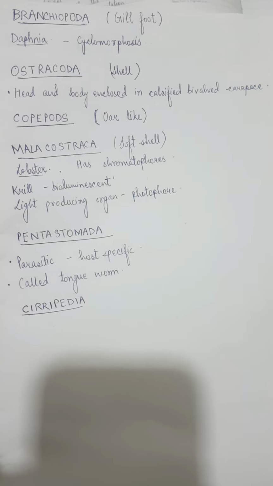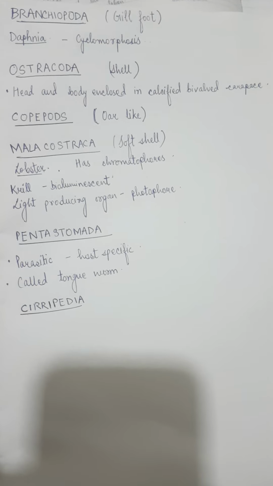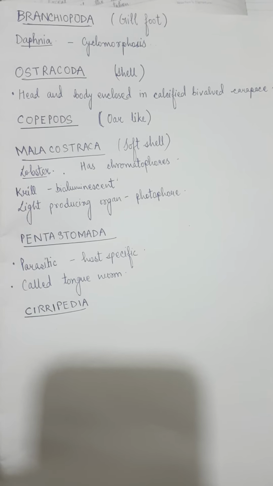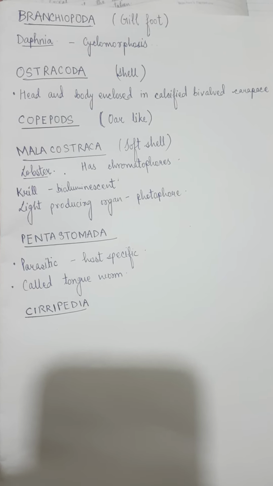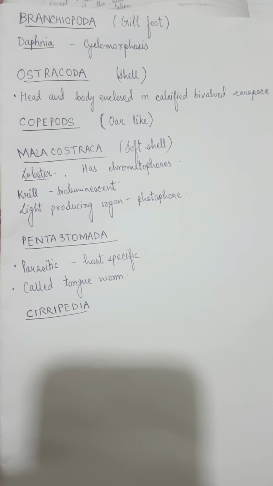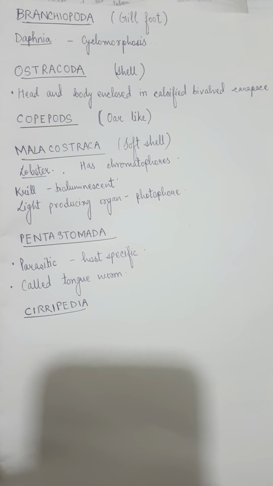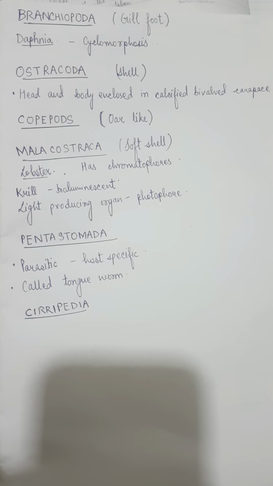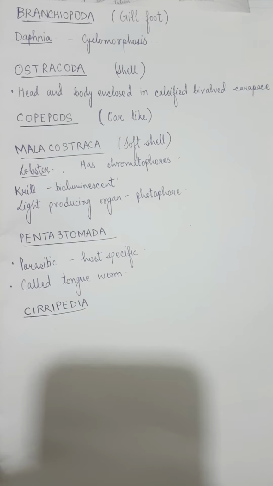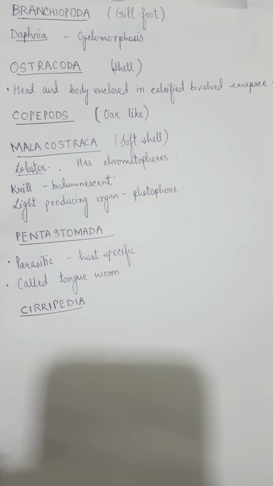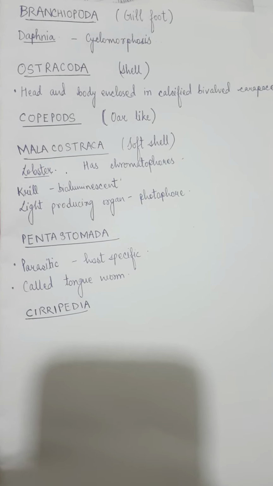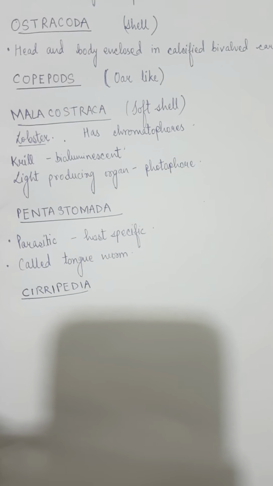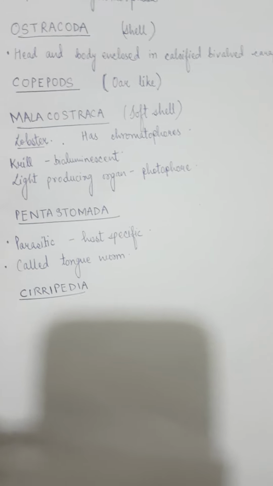Then comes the Malacostraca, which means soft shell. In this, examples include lobster, which has chromatophores, therefore it is of different colors, and krill, which is very small and shows bioluminescence. The light producing organ is the photophore. Then comes subclass Pentastomata, which is parasitic and host specific, and it is also called the tongue worm. It is a parasite on the vertebrates, in the tongue or other specific organs.